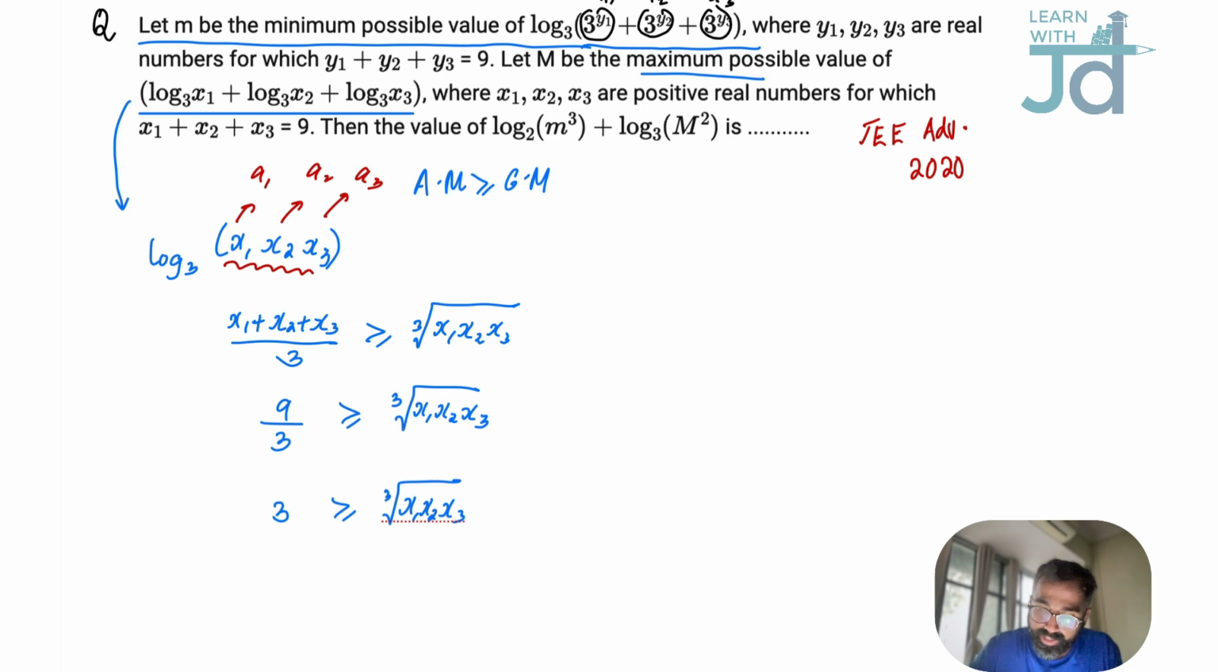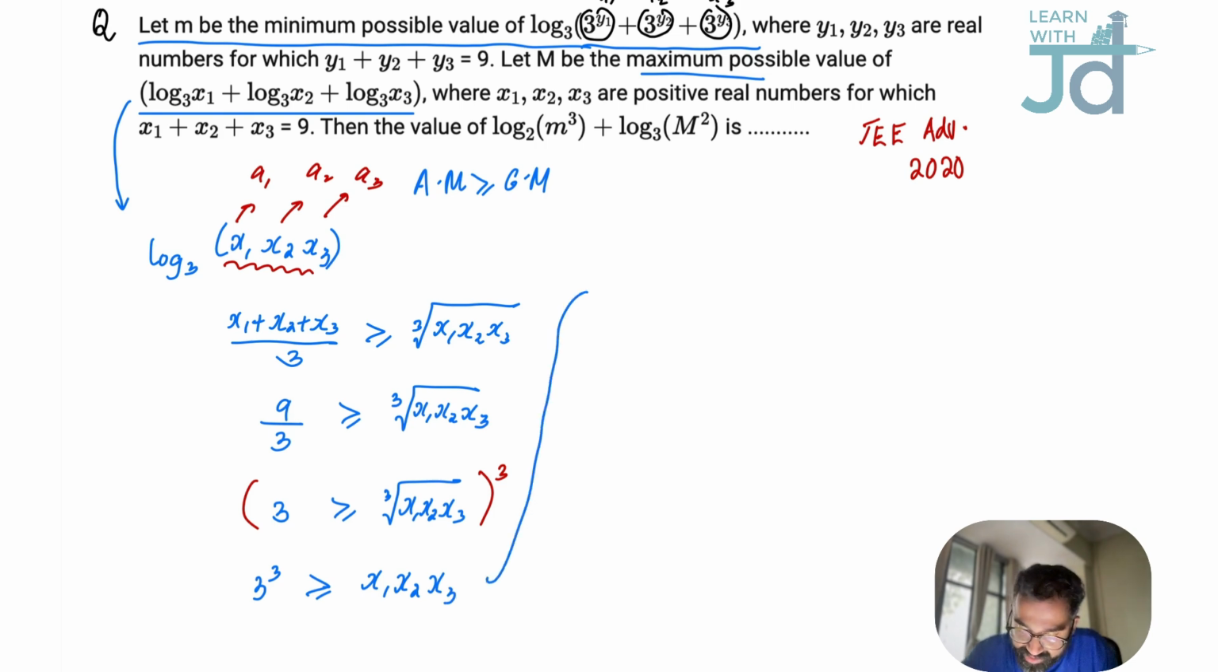But now we need to apply log here, because we need the maximum value. So we need x1 x2 x3, so first we will cube the whole inequality. It is not going to change the inequality sign. So 3 cube, I'll write it as 3 cube itself, greater than or equal to x1 x2 x3. Now I will write this in a different way, because our focus of attention is x1 x2 x3. So I'll write it on the left side: x1 x2 x3 is less than or equal to 3 cube.